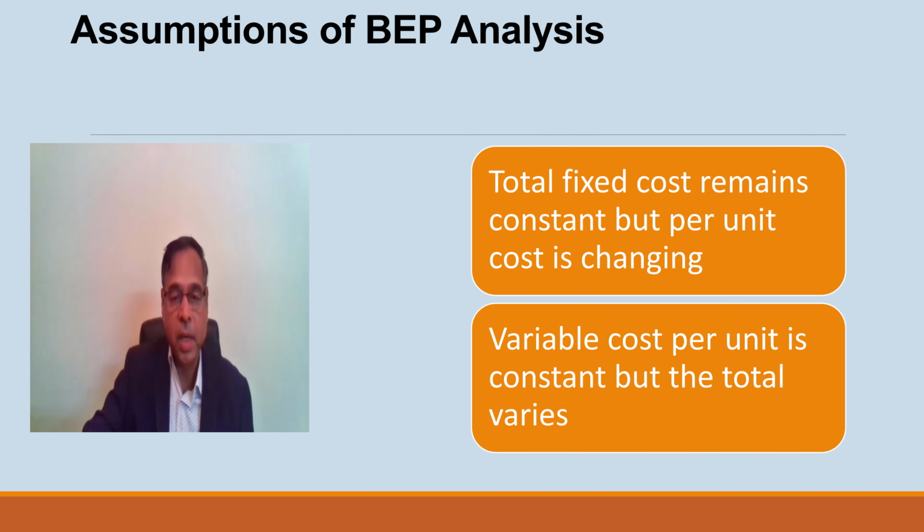Now let us see the assumptions of break-even point analysis. The total fixed cost remains the same at all levels of production and sales. However, the fixed cost per unit will come down when volume increases. That is why the company earns profit when the sales increases above break-even point. The total variable cost vary according to level of activity, but the variable cost per unit is constant at all levels of activity.